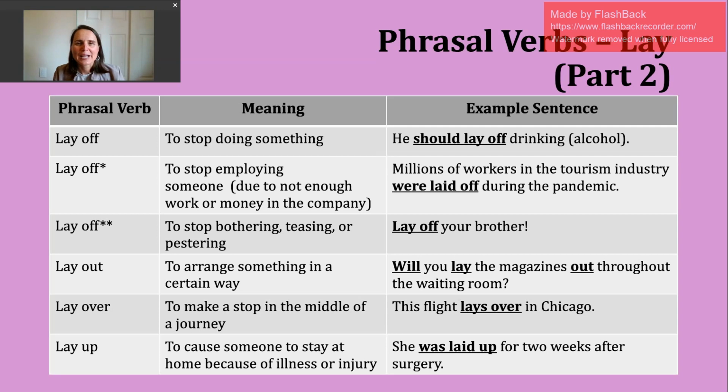The next phrasal verb we'll look at is lay up. This means to cause someone to stay at home because of injury or illness. An example of this meaning in a sentence might be, she was laid up for 2 weeks after surgery. So this is another example of a passive voice sentence in the simple past tense. Okay, so this person had to stay at home for about 2 weeks after their surgery in order to recover. Maybe she wasn't well enough to drive or to go to work, etc.